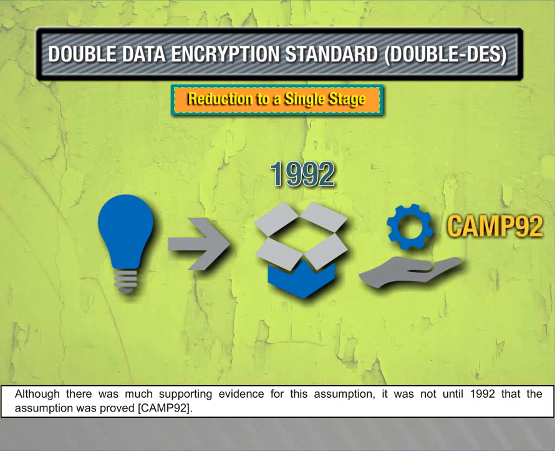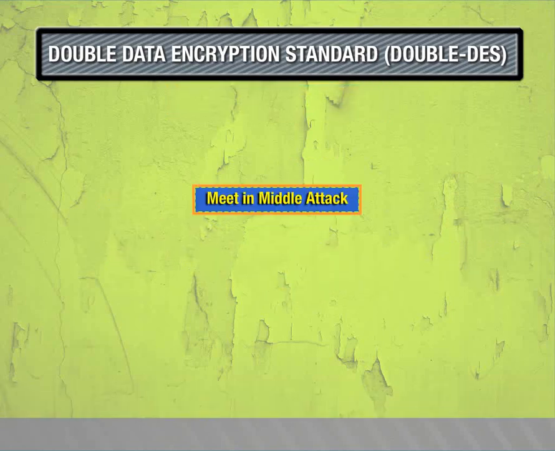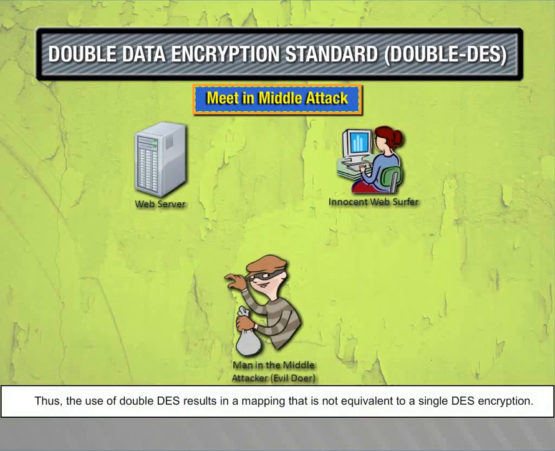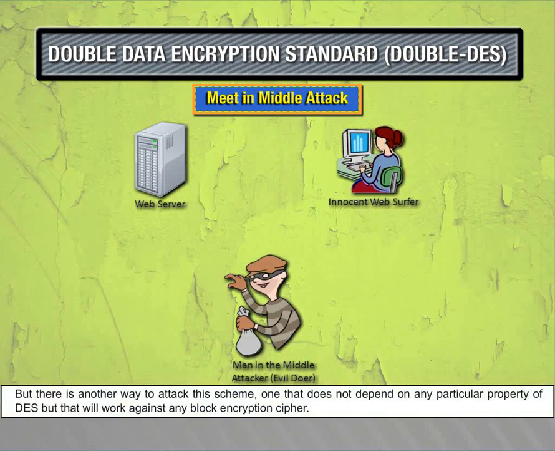Meet in the middle attack. Thus, the use of double DES results in a mapping that is not equivalent to a single DES encryption. But there is another way to attack this scheme, one that does not depend on any particular property of DES, but that will work against any block encryption cipher.